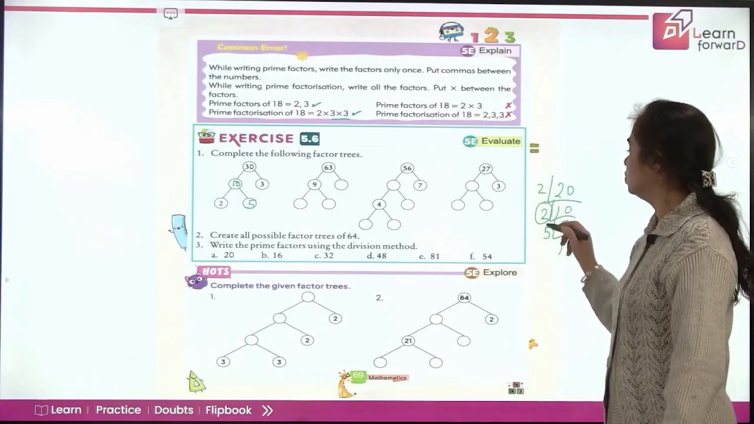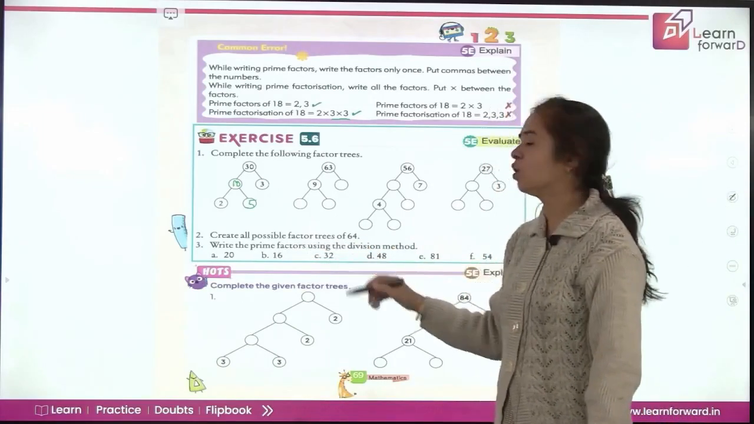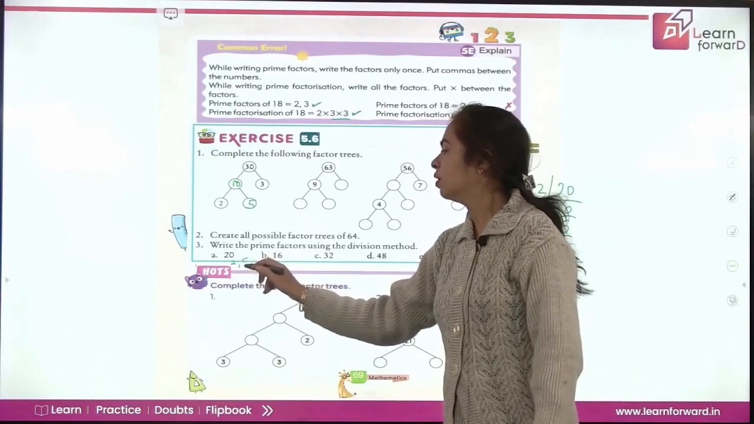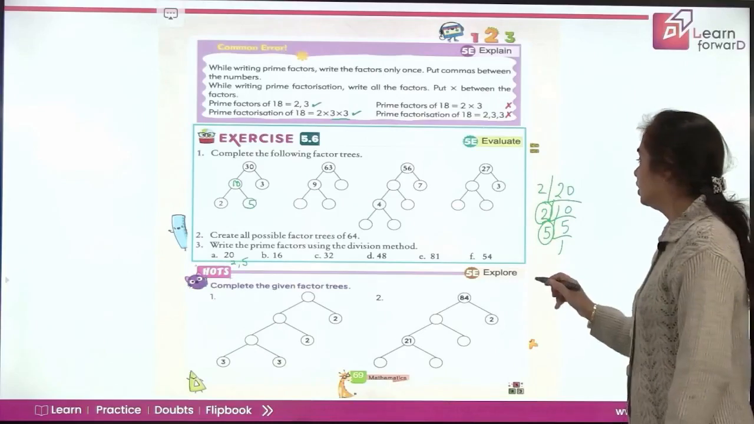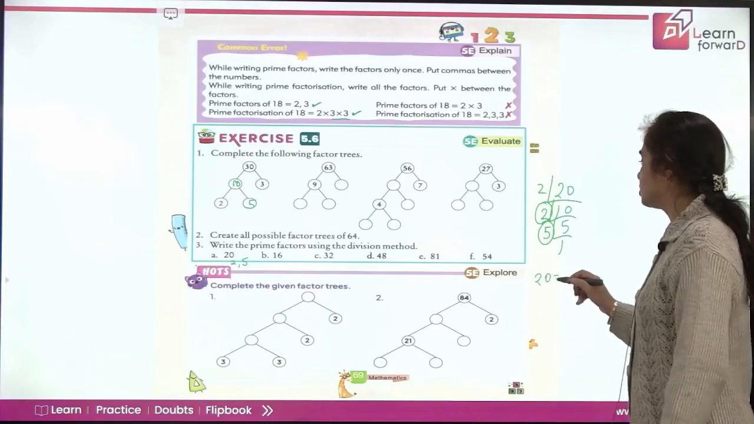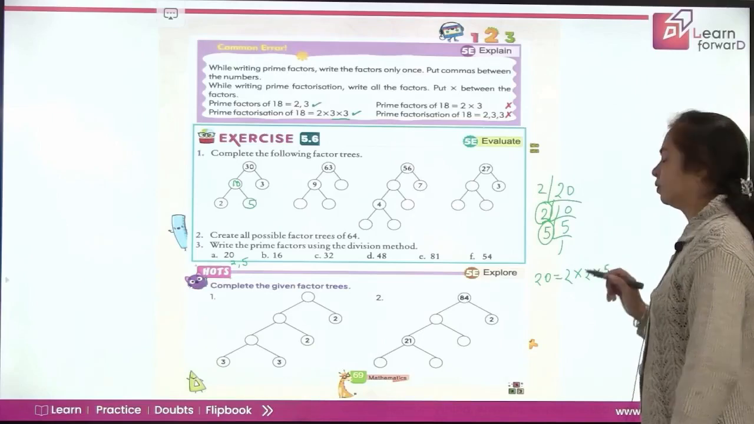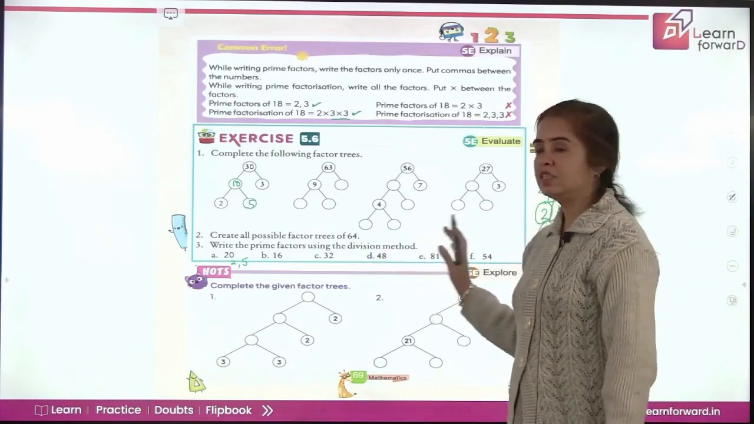Only 2 and 5. So we'll write prime factors of 20 are 2, 5. And when they ask you for prime factorization, then you will write 20 is equal to 2 times 2 times 5. Okay, so remember this. You'll be doing rest of the parts yourselves.